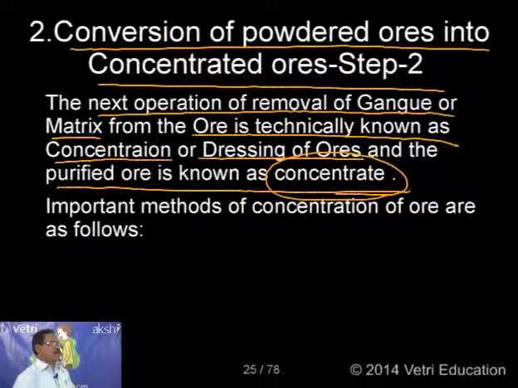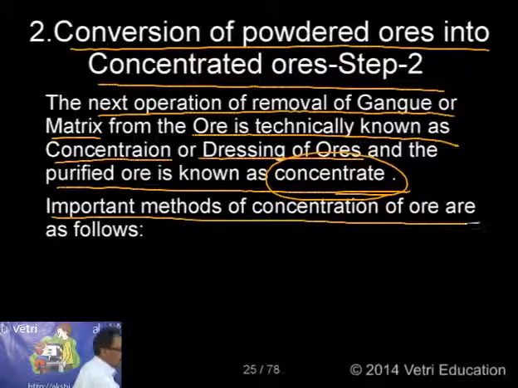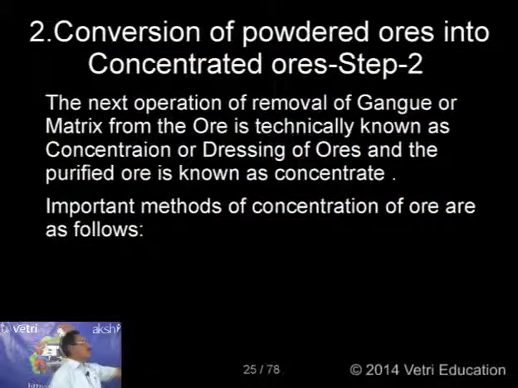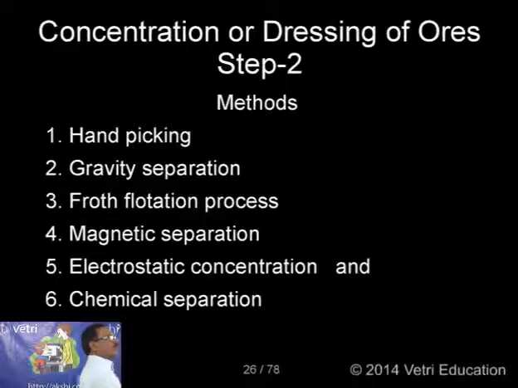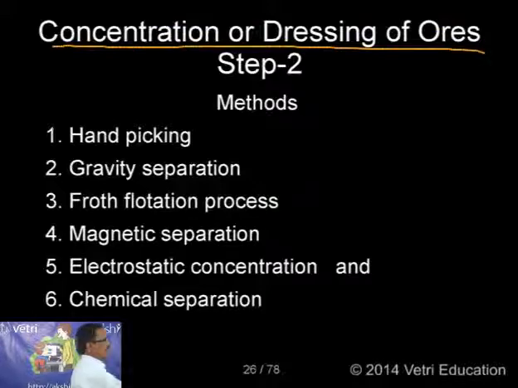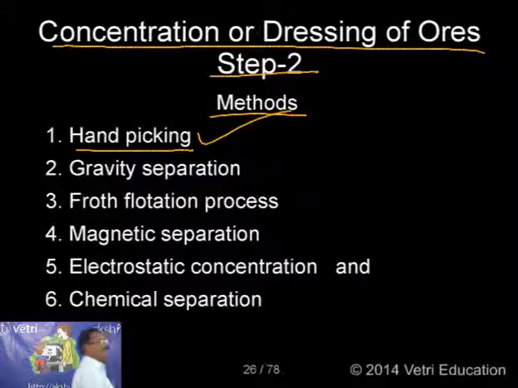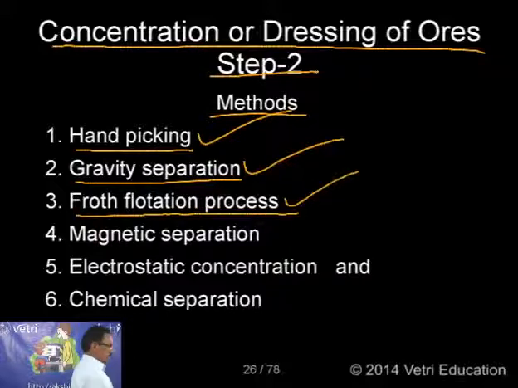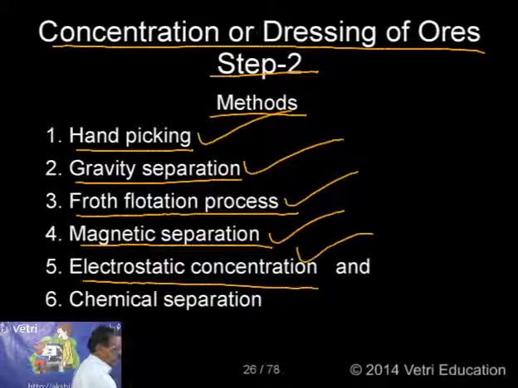There are a number of methods available. Important methods of concentration of ore are as follows. Kindly follow me. Under concentration or dressing of ore in step 2, we have a number of methods. First method, hand picking. Second method, gravity separation. Third method, froth flotation process. Fourth method, magnetic separation. Fifth method, electrostatic concentration.